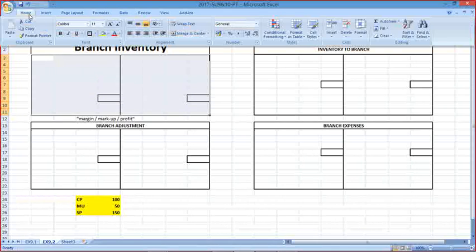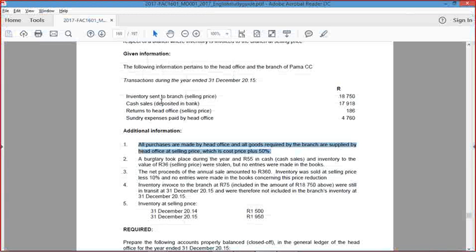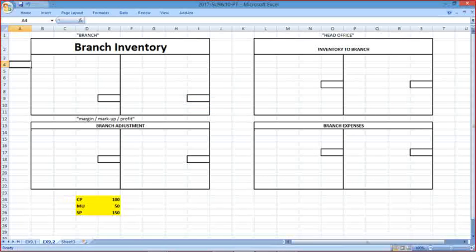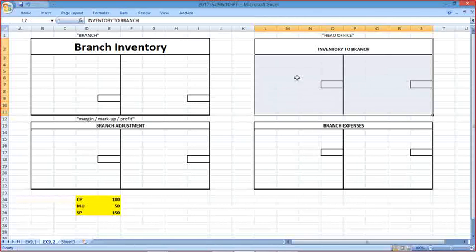First balance that we have in the question is for which account? Inventory sent to branch. Good. So if it's sent to the branch, which accounts are you going to affect? Head office inventory to branch and branch inventory. Good. When looking at this account, do you agree it's at selling price? Yes. So what will inventory be measured at in the head office? At cost price. Good. So the cost is going to be here.